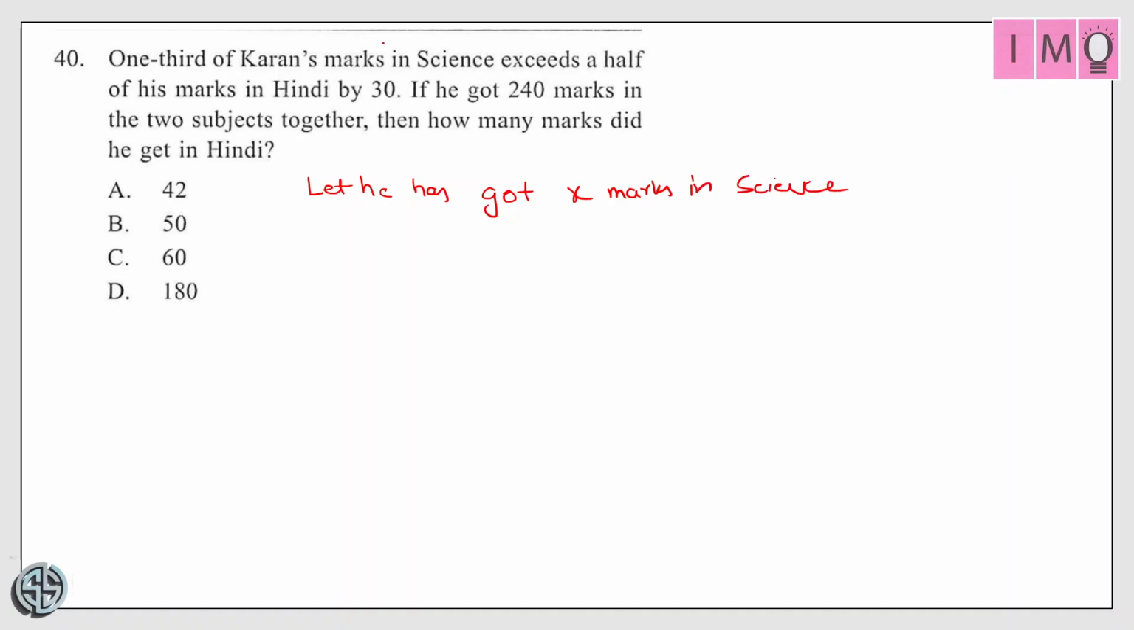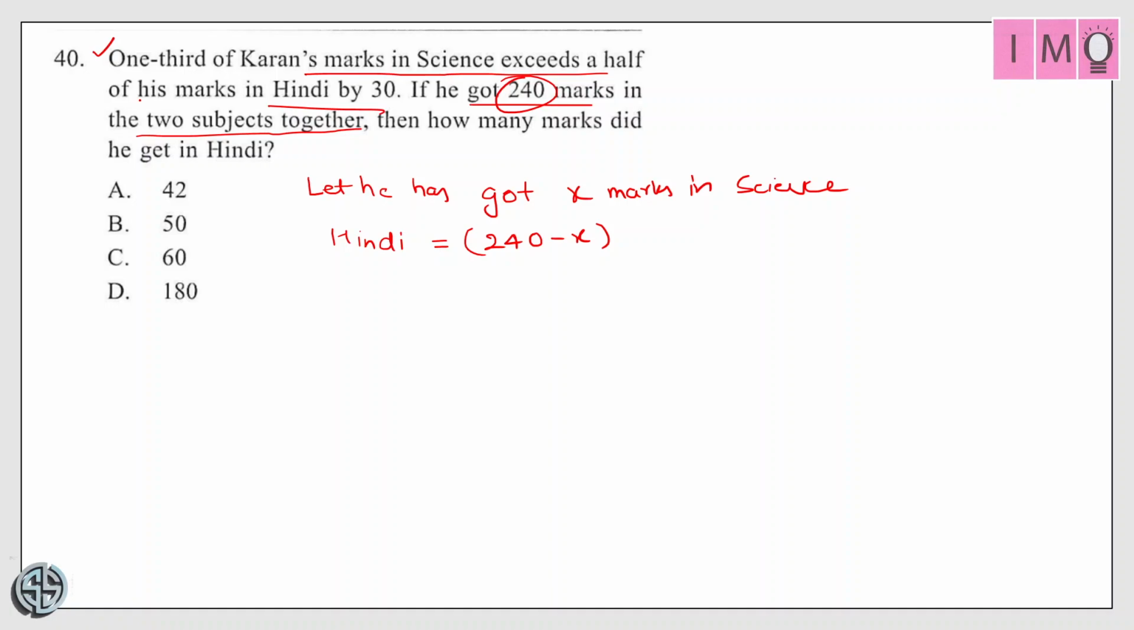Because now you can see, 1/3 of Karan's marks in science exceeds a half of his marks in Hindi by 30, and he got 240 marks in the two subjects, so definitely we can find how many marks he would have got in Hindi. It will become 240 minus X, because total marks is 240, and in science he has got X marks, so in Hindi he will definitely get 240 minus X marks.